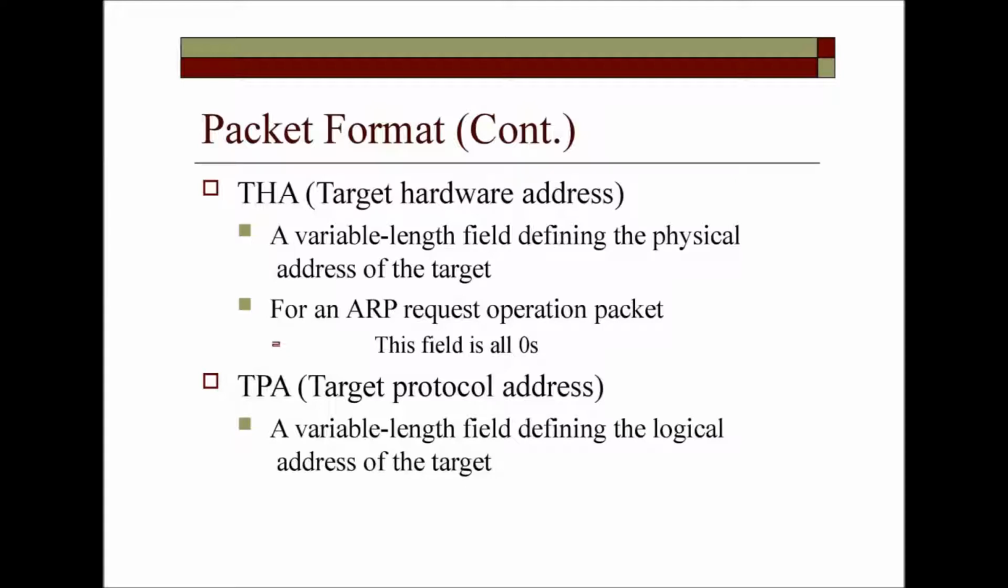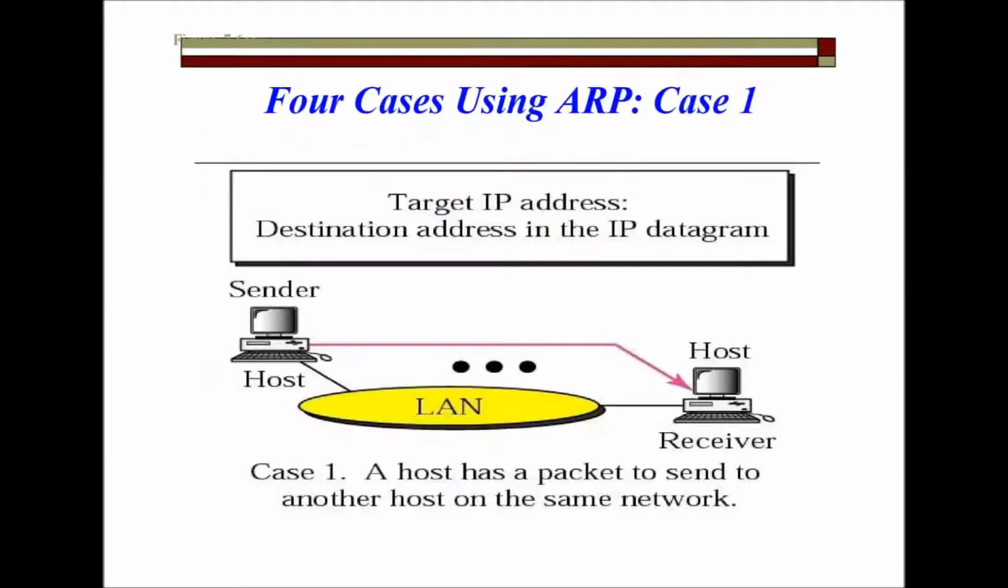Next is TPA, target protocol address. Again, target means the device whose address is necessary to obtain, a variable length field defining the logical address of the target. So the IP address, the logical address of the target machine, is defined in the TPA, target protocol address field of the ARP packet format. So the ARP packet contains different fields, and these fields are compulsory to obtain different addresses and for successful data transmission.